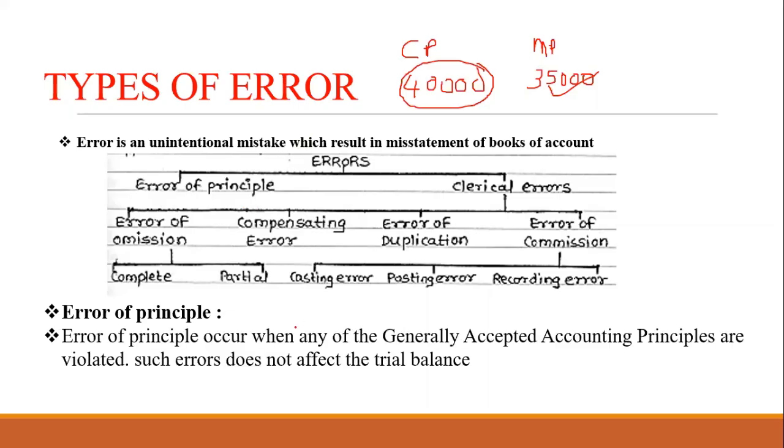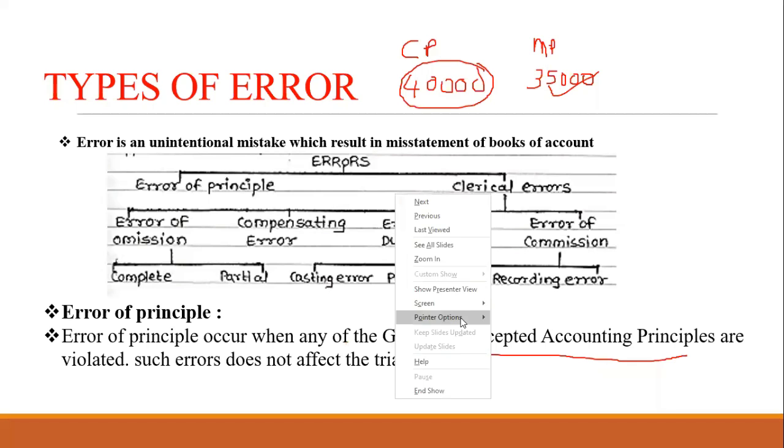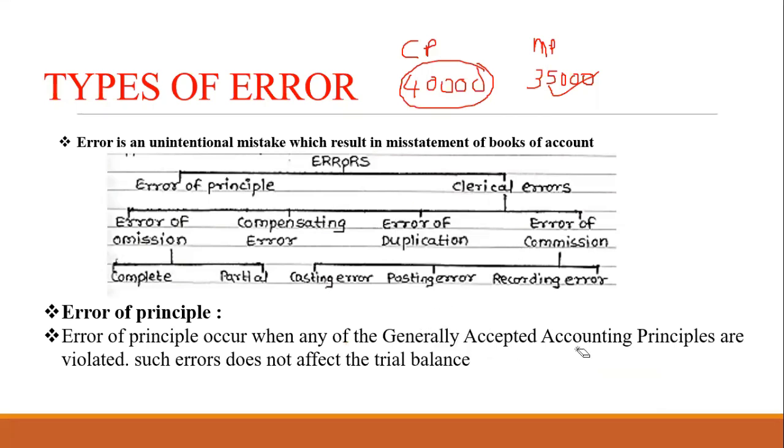Okay. So error of principle occurs when any of the generally accepted accounting principles are violated. Such error does not affect the trial balance. Trial balance does not get affected with error of principle. Those are basically all your generally accepted rules. Whatever rules are available, like debit what comes in, credit what goes out, as one of them mentioned. If you don't follow those rules or you forgot those rules, that is known as error of principle. Clear, everyone? Yes, sir. I'll move ahead now.